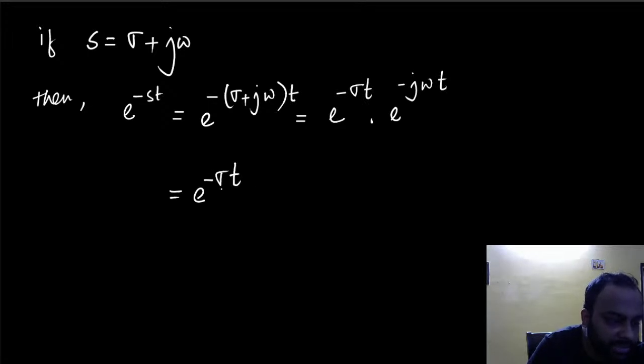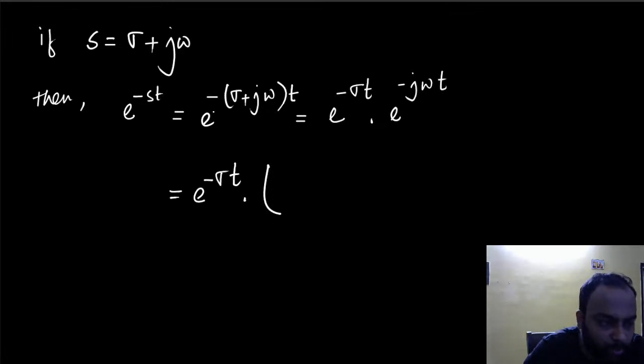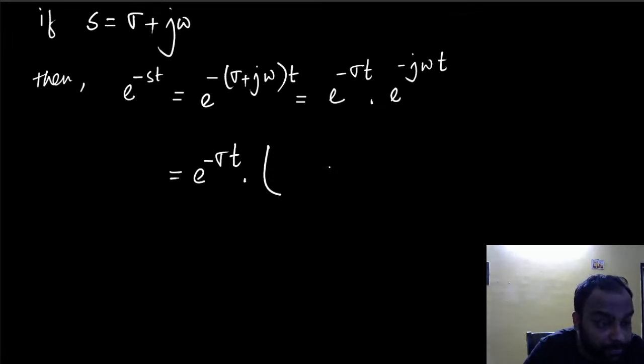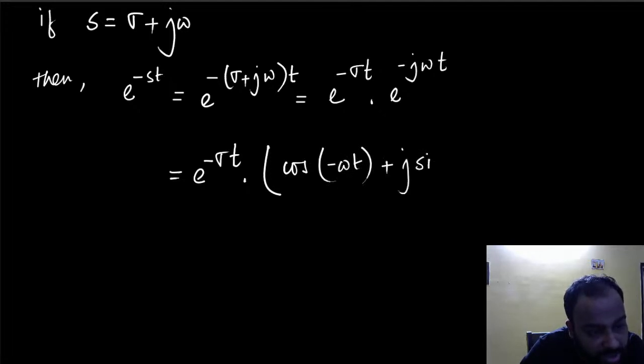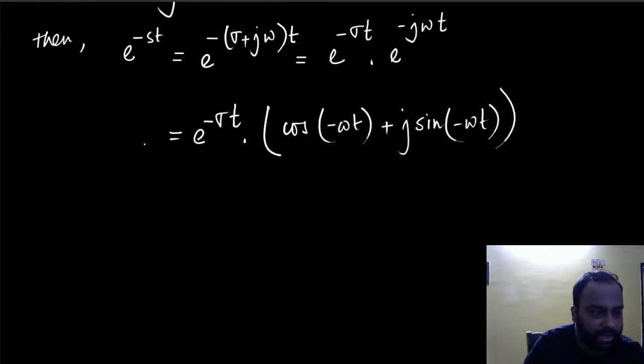So this is going to be minus sigma t into, now e to the power minus j omega t is something like e to the power j theta, right? Where theta is minus omega t. Now I can use Euler's formula to write this as cos of minus omega t plus j sine of minus omega t. Obviously this is like e to the power j theta, where theta is minus omega t, right? So I can express this in this way.